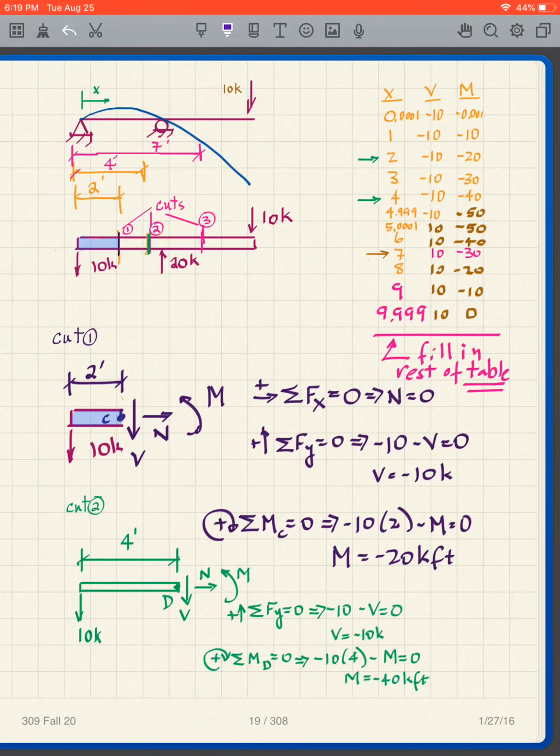Okay, so let's get back to our diving board problem. So here's our diving board problem. It looks like that. And we know that it's going to deform like that, and we're going to set up a coordinate system.